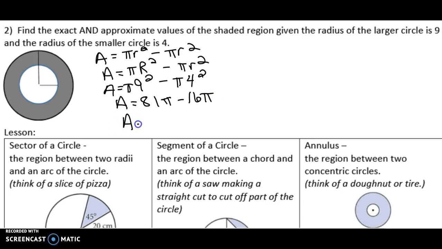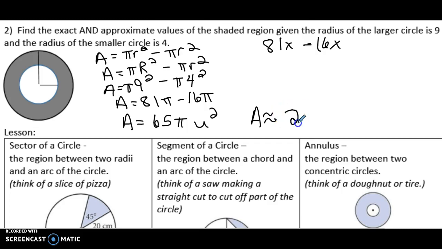So the exact would say area equals, and then we can take 81 pi minus 16 pi. You can just subtract them just like you would subtract 81x minus 16x. Same thing here, it's just that pi stays put. So 81 minus 16 would be 65 pi. And then it didn't give us a label, so we're going to put square units. And then we can say area is approximately, so now use your calculator, 204.2 square units.